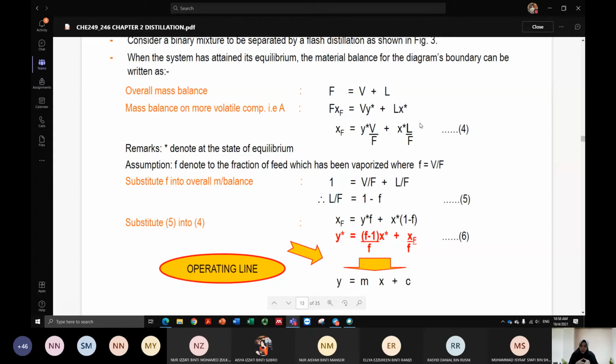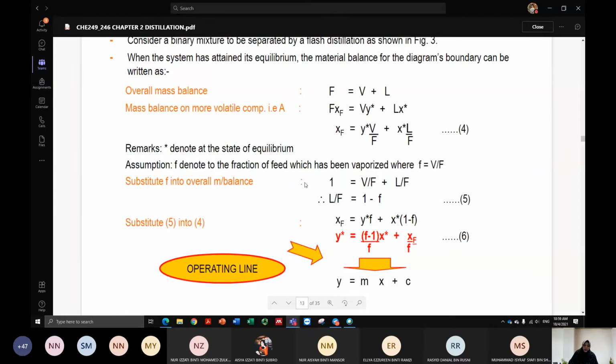I did mention to you, you have two unknowns. If you have two unknowns, you need to have at least two equations to solve the problem. The equations can come from the overall mass balance. The equation can also come from the mass balance on the more volatile component, which is A. You can also have the mass balance on the less volatile component, which is B. If you have all, meaning you have three equations already, you have more equations compared to your unknowns. It doesn't matter, so don't waste your time. You just use the minimum number of equations that you need to solve the problem.